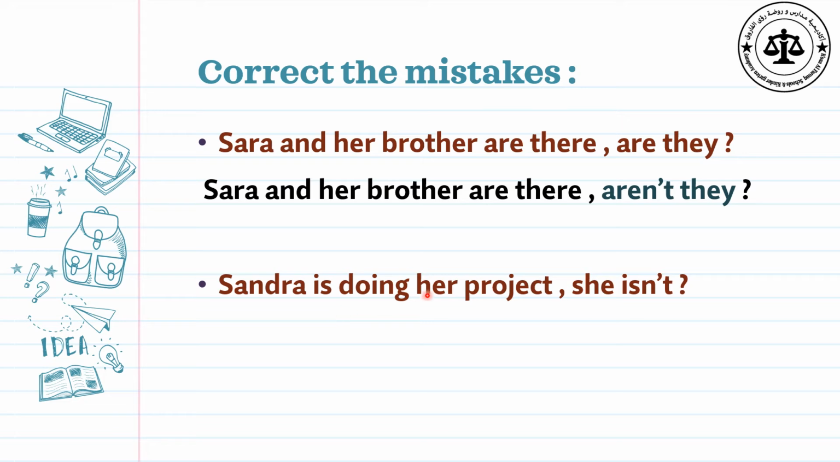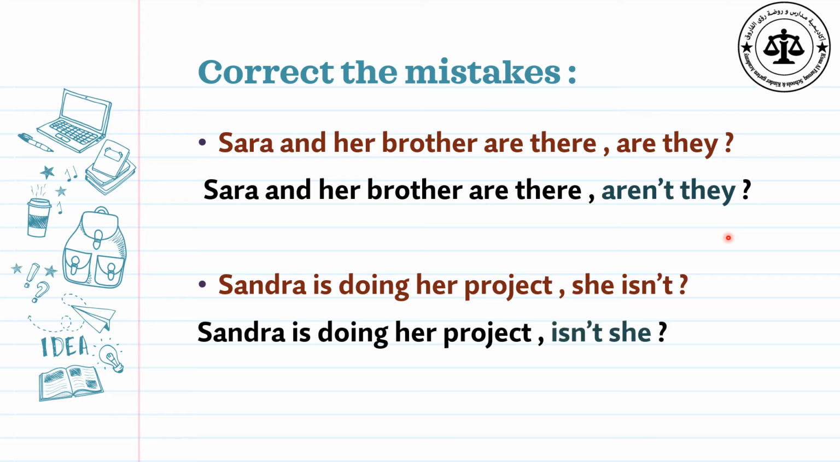Number 2. Sandra is doing her project. She isn't. What's the wrong here? Sandra is doing her project positive and here is negative. Okay, طب where's the wrong? وين الخطأ؟ برافو عليكم. Sandra is doing her project, isn't she؟ بدنا نبلش دائما في ال verbs to be بعديها subject. Isn't she?